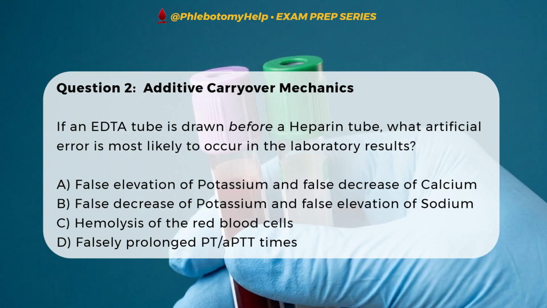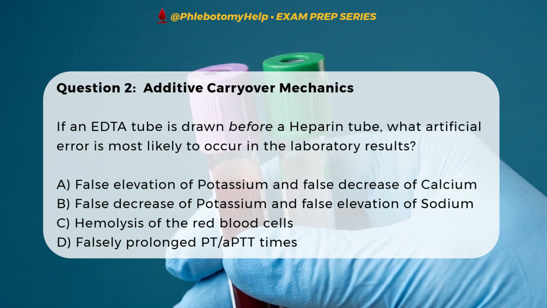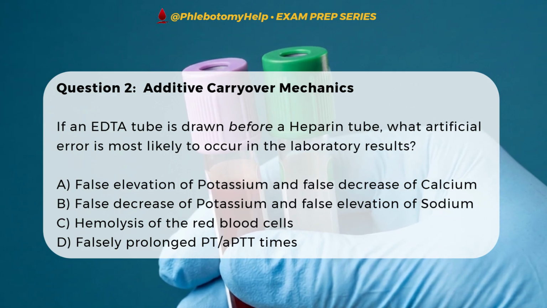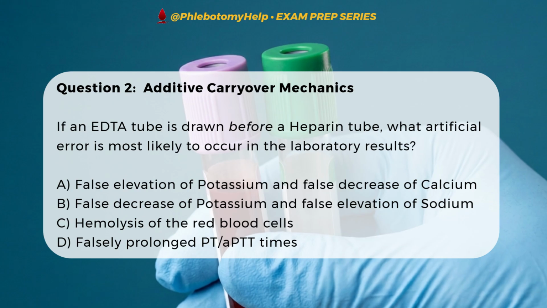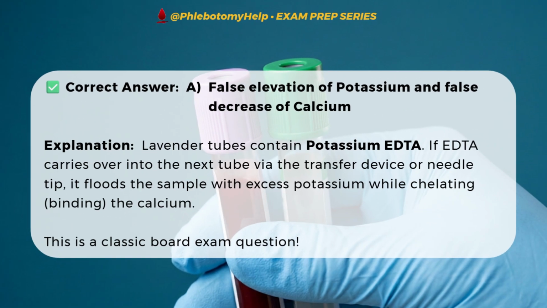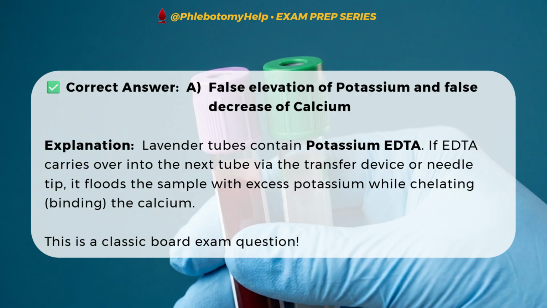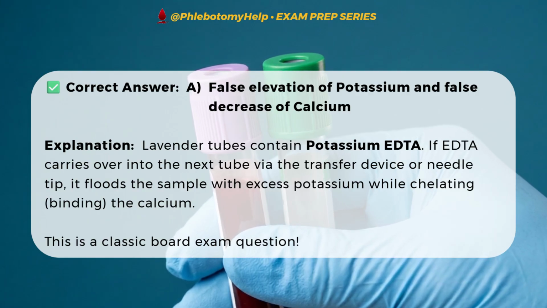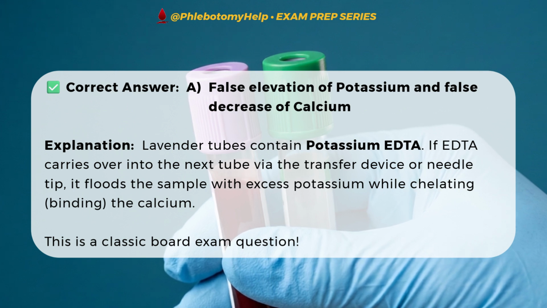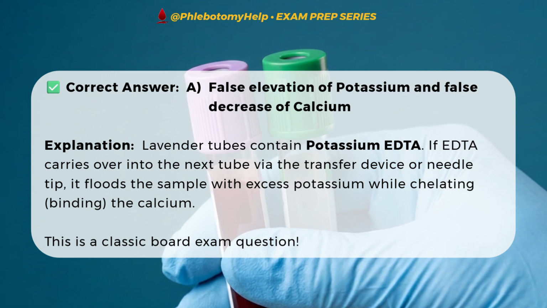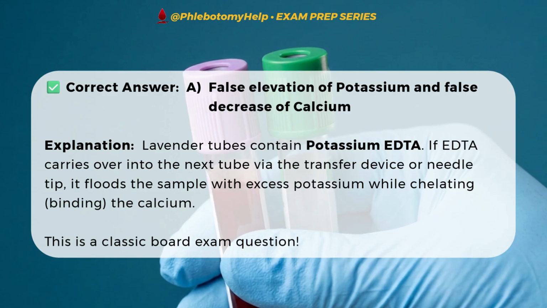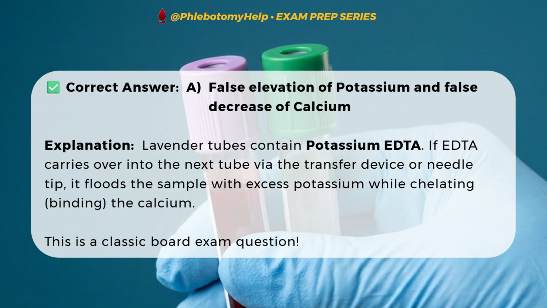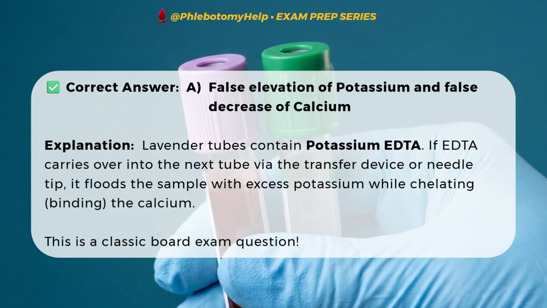Question 2. If an EDTA tube is drawn before a heparin tube, what artificial error is most likely to occur in the laboratory results? The correct answer is A. False elevation of potassium and false decrease of calcium. Lavender tubes contain potassium EDTA. If EDTA carries over into the next tube via the transfer device or needle tip, it floods the sample with excess potassium while chelating the calcium. This is a classic board exam question.